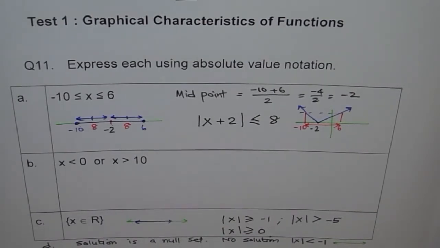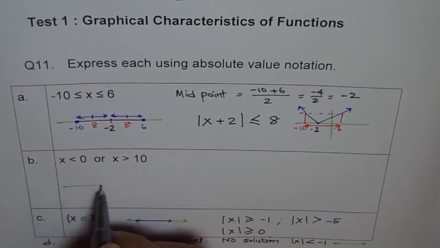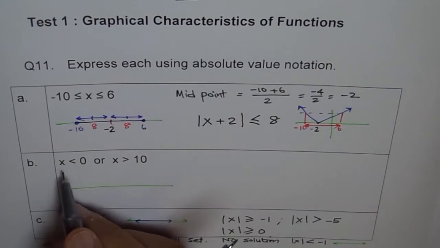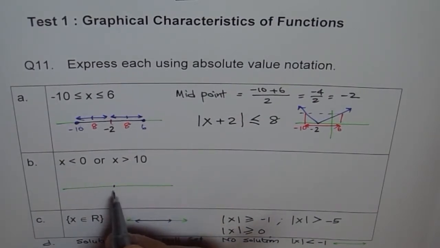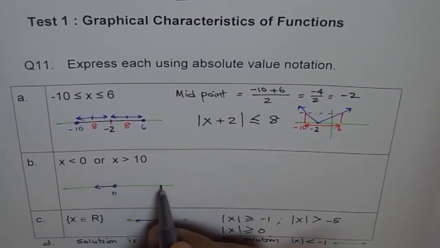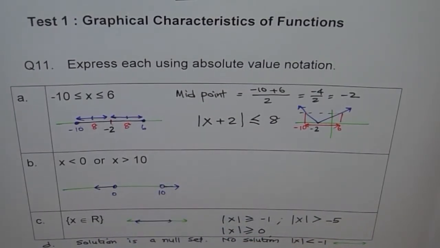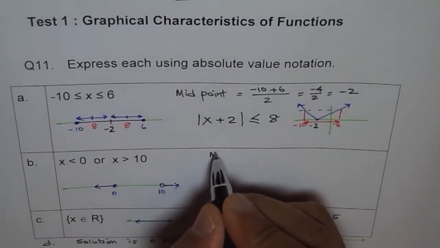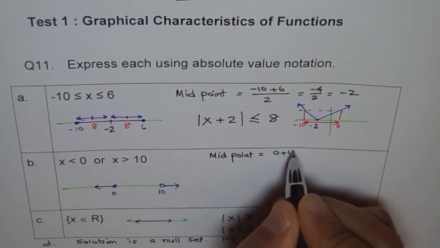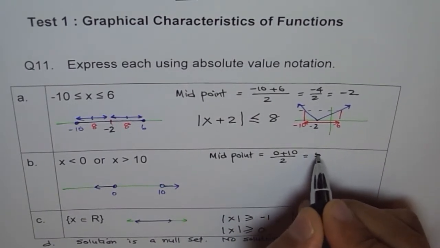Okay, let's move on to part B. Part B is like the complement of the previous one. So here what we have is x is less than 0. Let's say this is our 0, but we do not include it. And it is greater than 10. Let's say this is 10. So that is our function. So here again, what are we going to find? The midpoint. So the midpoint here is 0 plus 10 divided by 2, which is 5.